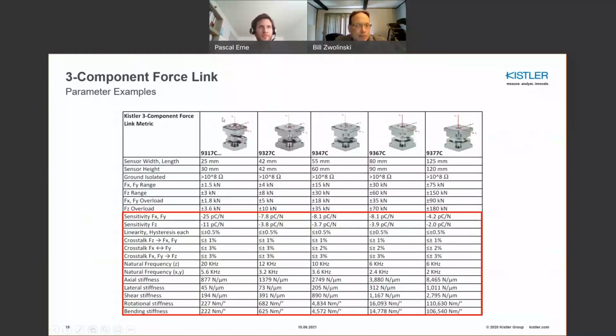There are also preloaded versions at the factory, which have a top and bottom flange, which means they can be integrated between two parallel plates very simply, with very little effort. And they're fully calibrated instruments in their own right.